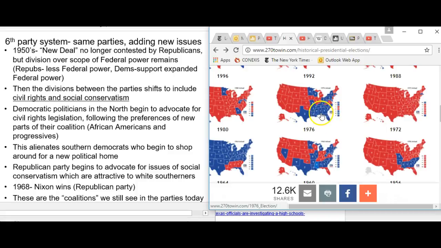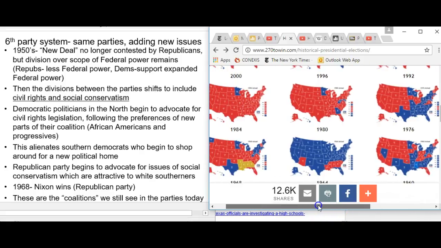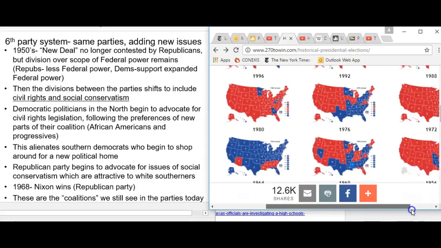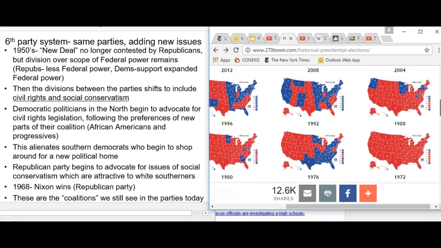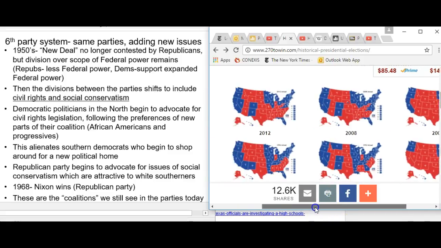In 1976, it's the last time you see a solidly Democratic South, and the candidate is Carter, who is from the South. He's from Georgia. He gets elected, and then it turns out he's a flaming liberal. And so by 1980, they abandon him. And Georgia, his own state, is the only state that votes for him. But this is when the real pattern of the South being Republican is established. And you can see in the last few elections, the South now is considered solidly Republican.